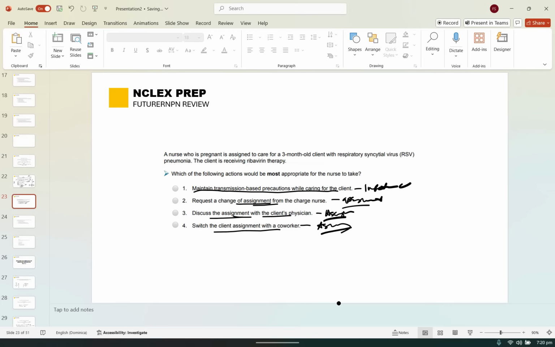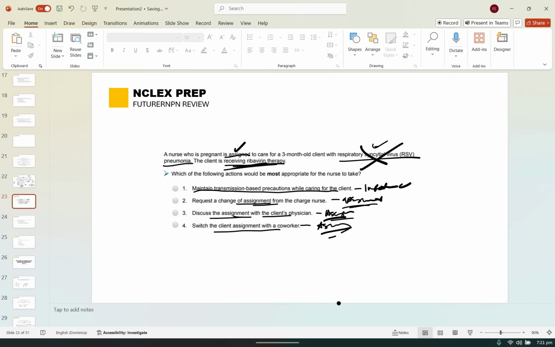Now let me look at infection. Is there any infection in the question? Obviously, yes, there's infection, right? Is there assignment in the question? Obviously, yes, there's assignment. But the problem is this: assignment is here, infection is here. But now look at what is going on. The NCLEX is saying they have this condition, but guess what? They are receiving therapy. So this doesn't become a problem again. This is what we are thinking about. Why?